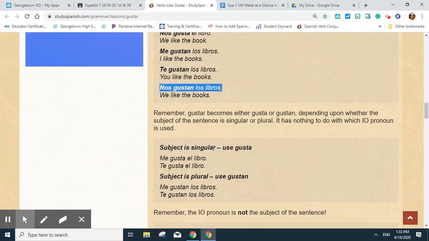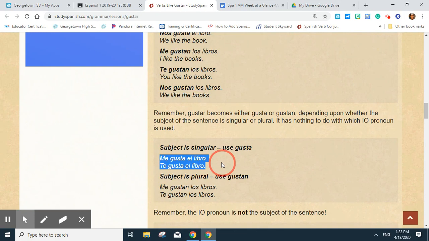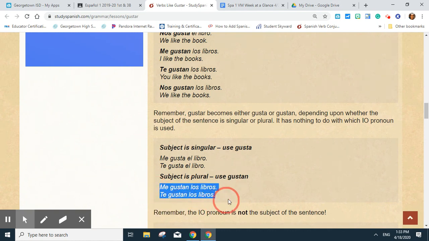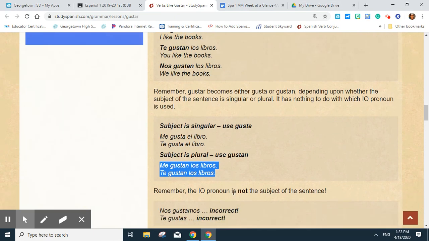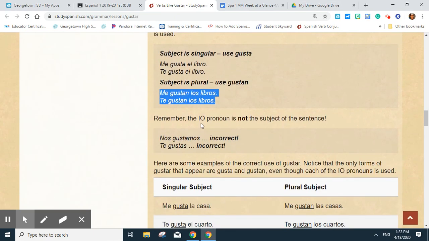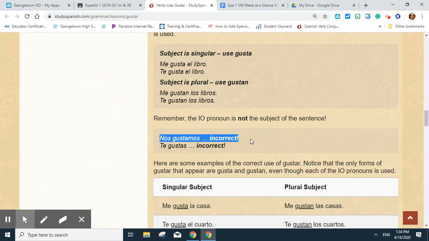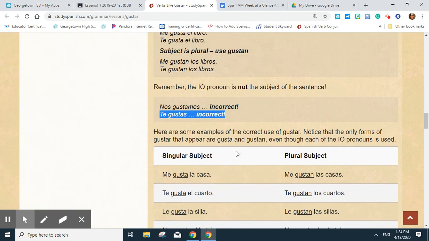If the subject is singular, use gusta. Me gusta el libro. Te gusta el libro. If the subject is plural, use gustan. Me gustan los libros. Te gustan los libros. Remember, the indirect object pronoun is not the subject of the sentence. Nos gustamos, that's incorrect. Or te gustas, that's also incorrect.